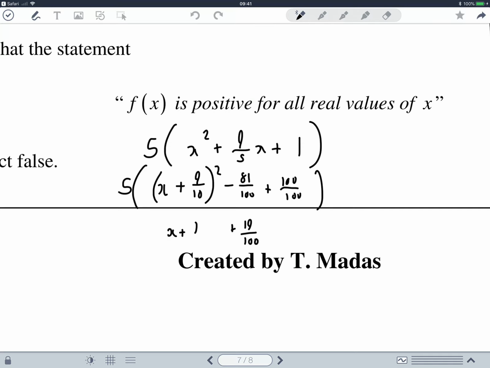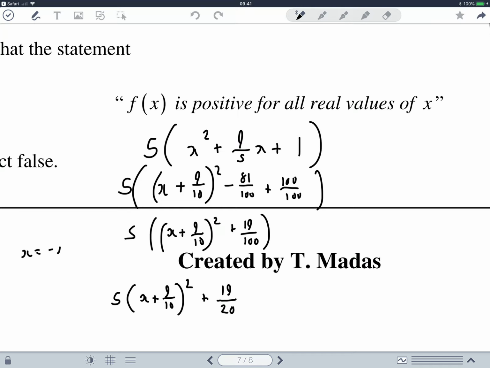So I'll have x plus 9/10 squared. That's my 5. If I expand all this, I'll get 5 lots of x plus 9/10 squared plus 19 over... Now 100 divided by 5, because now we've timesed the whole thing by 5, is going to make that 20. And lo and behold, when x equals minus 9/10, so that this whole bracket equals 0, I will get a minimum value of 19 over 20.